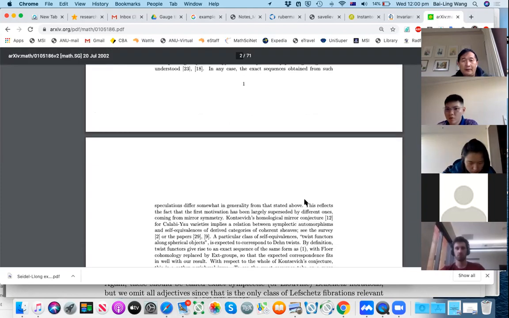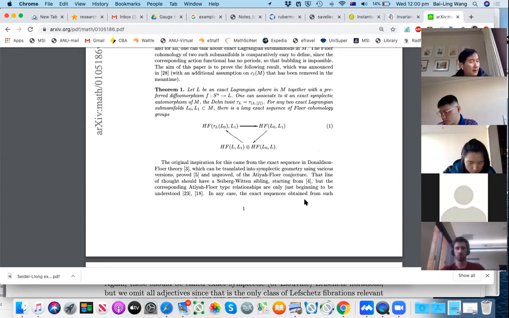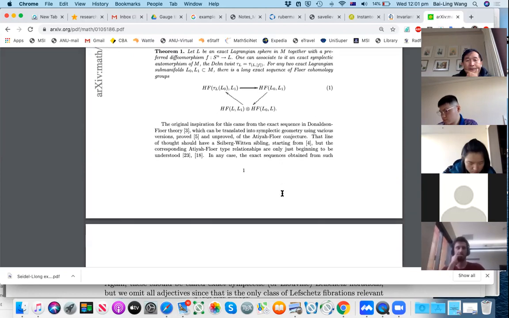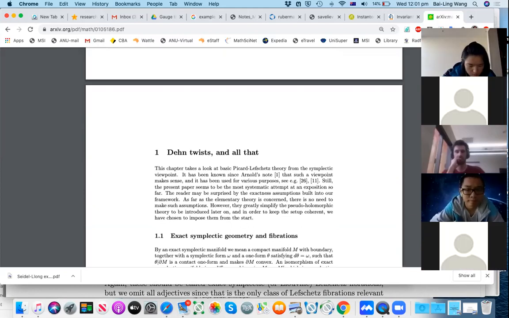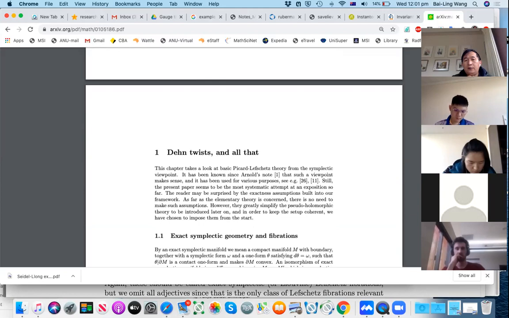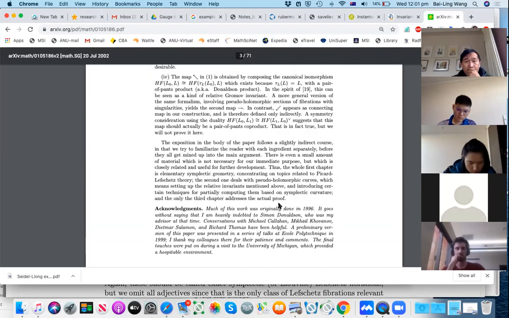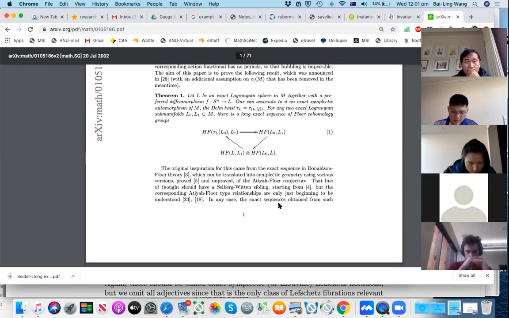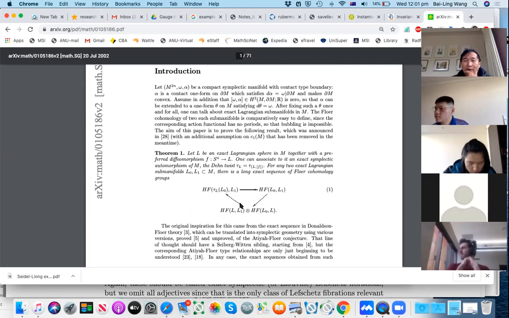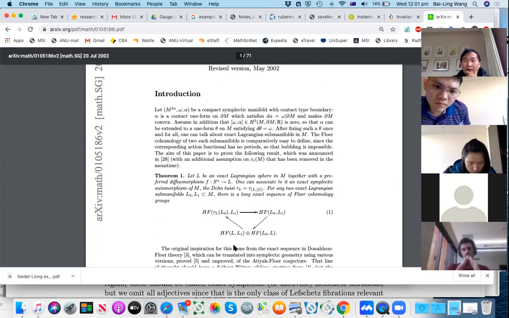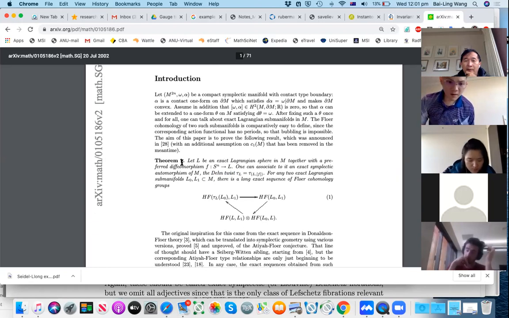Maybe next time I will give some talk on this paper, some of this before looking at the braid relation, because of the Dehn twist. This theorem is very important for this.